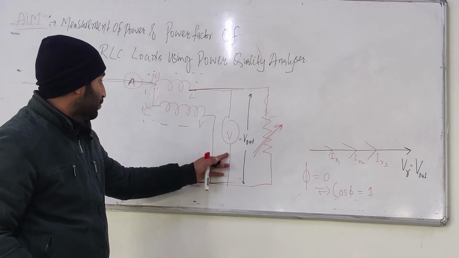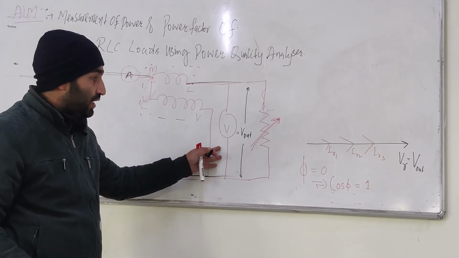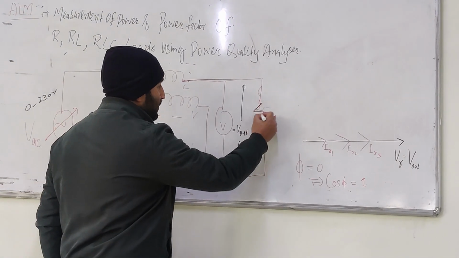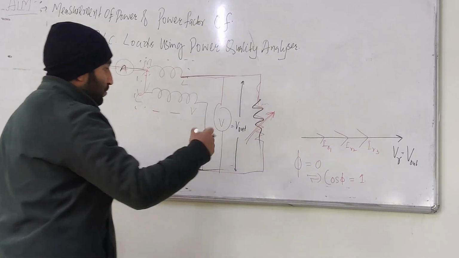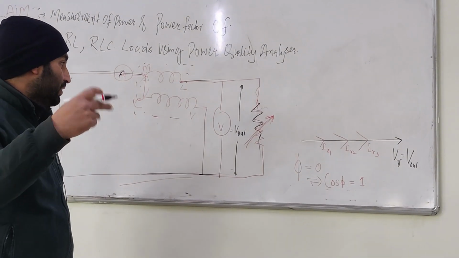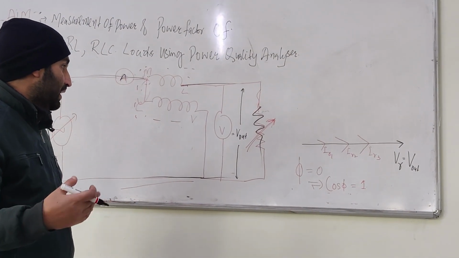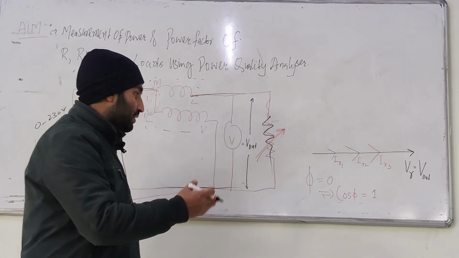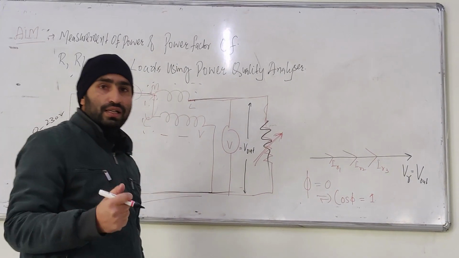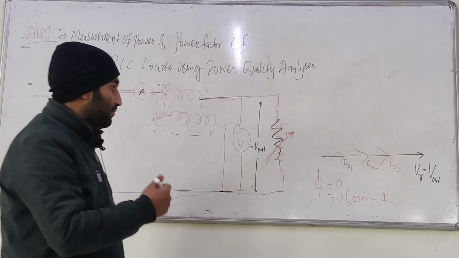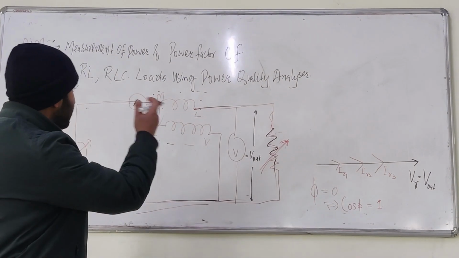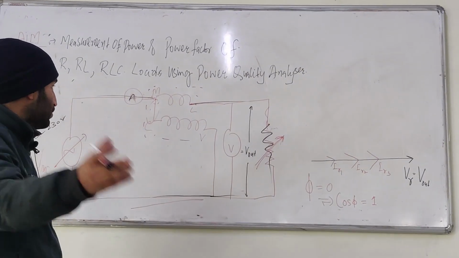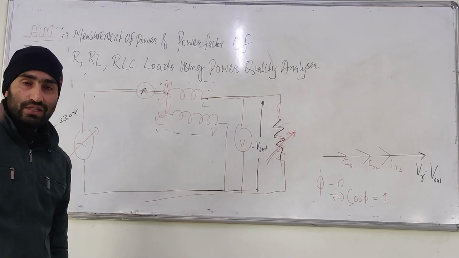Then we have the voltmeter to check the output voltage. Then we have the variable resistor load. As we increase the resistor load, we will see what happens to the current and what happens to the phasor. As you already know, cos phi is equal to 1 in a resistor load. We are going to see the phasor on the power quality analyzer. Let us do the practical demonstration and see what happens.